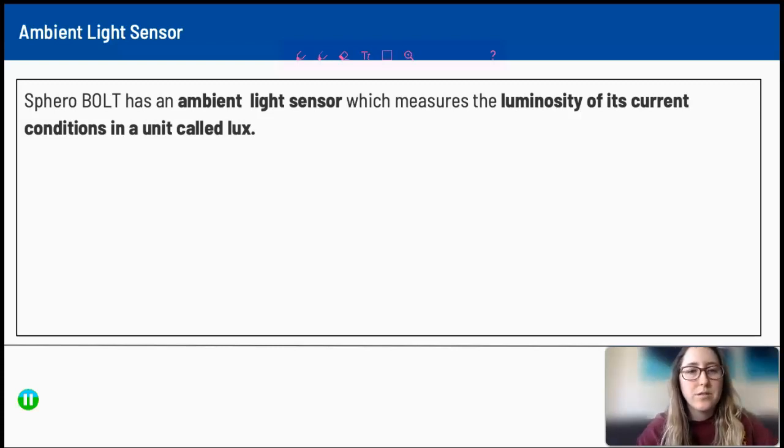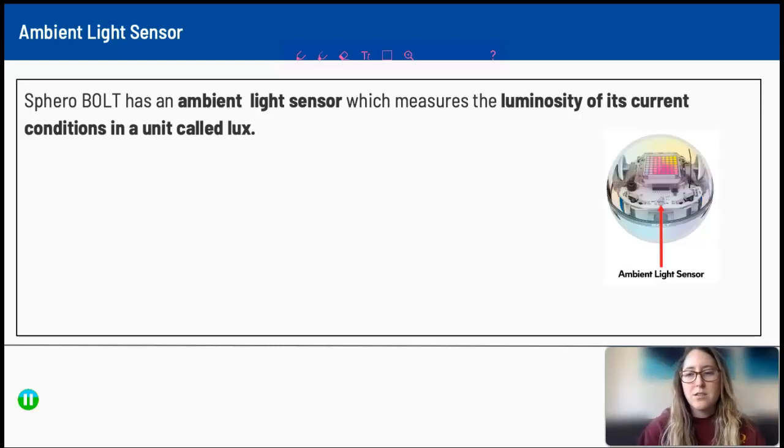So the sensor you're using today is Sphero Bolt's ambient light sensor. What this does is it measures the luminosity of its current condition or the environment that it's in in a unit called lux. The sensor is found at the front of the Bolt. There's a picture to the right of this slideshow that's pointing out where you can find it. So go ahead and take a look at your Bolt and try to find the ambient light sensor.